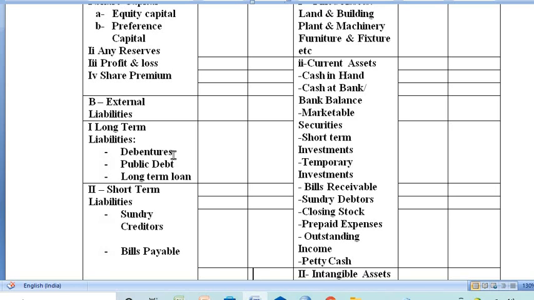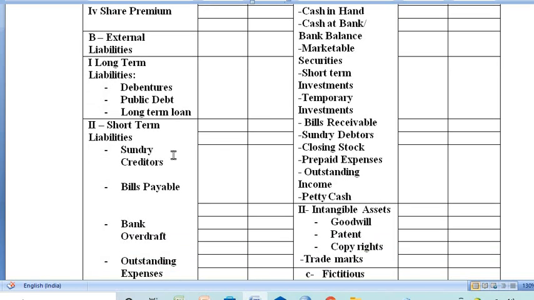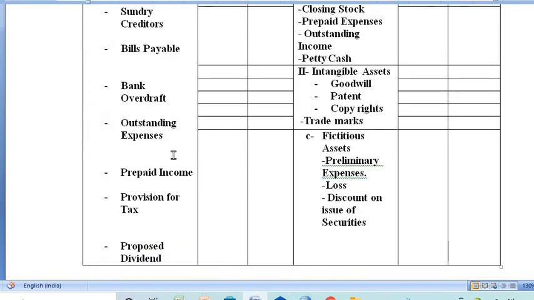Under long-term liability we have 3 liabilities: number 1 debenture, number 2 public debt, and number 3 long-term loan. Under current liability we have the following liabilities: sundry creditors, bills payable, bank overdraft, outstanding expenses, prepaid income, provision for tax, and proposed dividend.